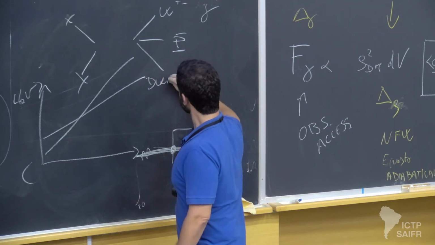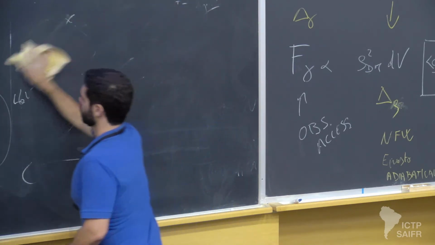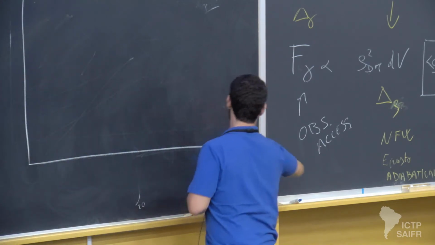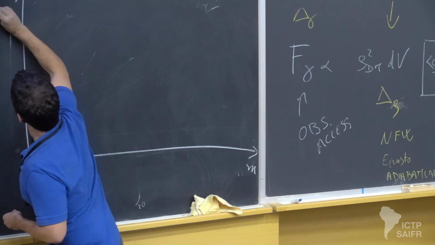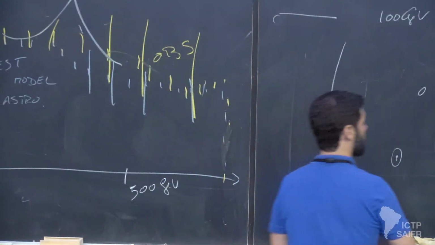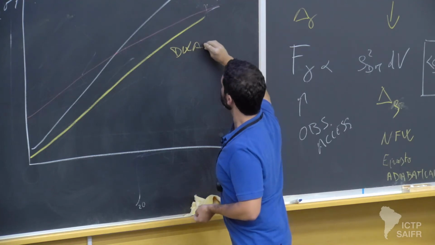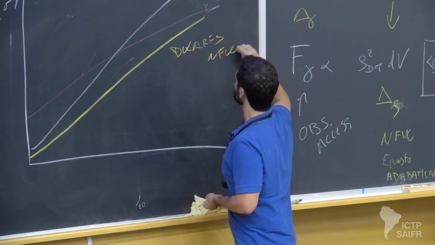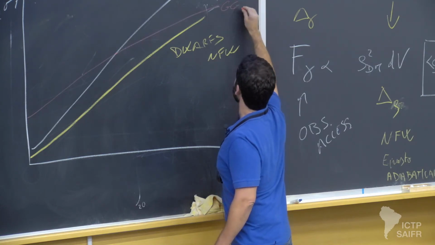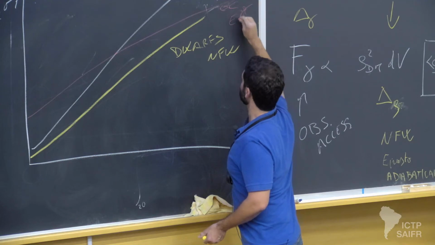So dwarfs, so you will see constraints like from dwarfs with NFW. Then you will have galactic center in gammas, or galactic center in antiprotons. No, you cannot point. It's galactic center in gammas, assuming an Einasto or something of the kind.